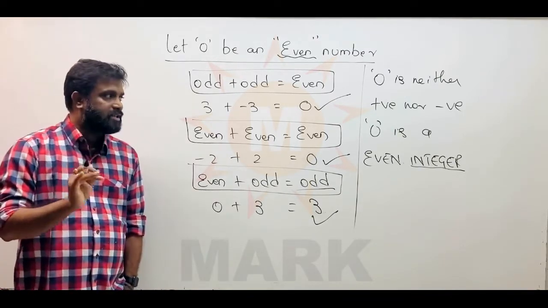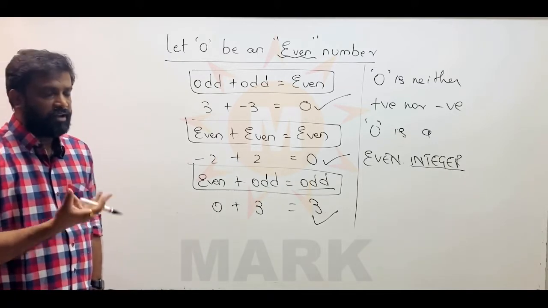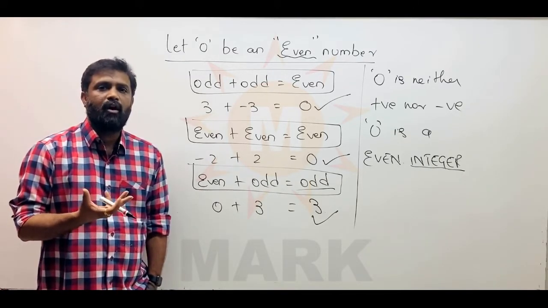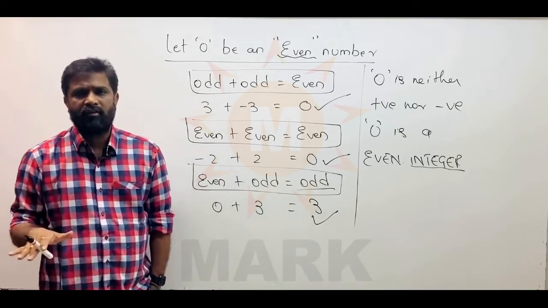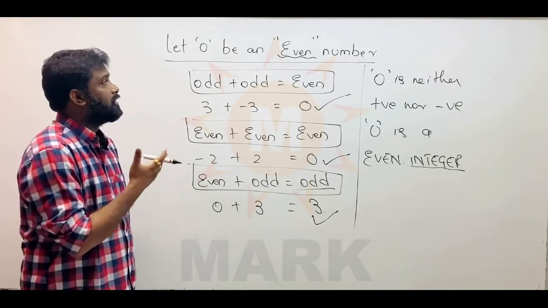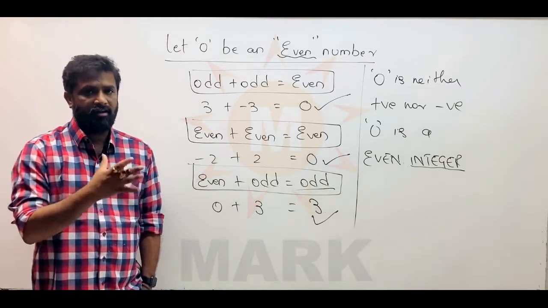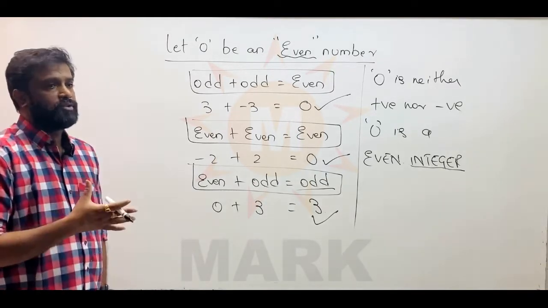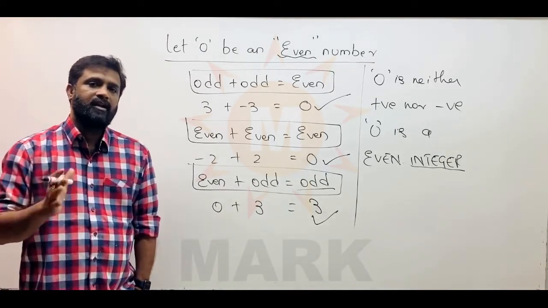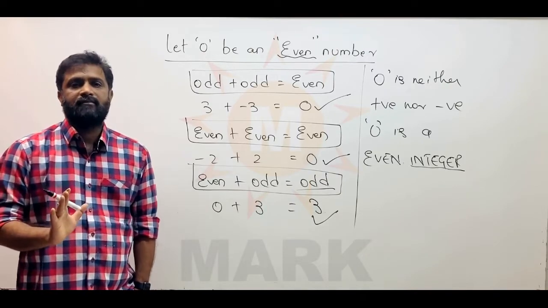So that is the actual value, because we verified that when we assumed 0 as an odd number, all the rules got violated. But when we assumed 0 as an even number, all the rules are being verified properly. The right answers are coming, right? So we should say 0 is neither positive nor negative. 0 is an even integer.